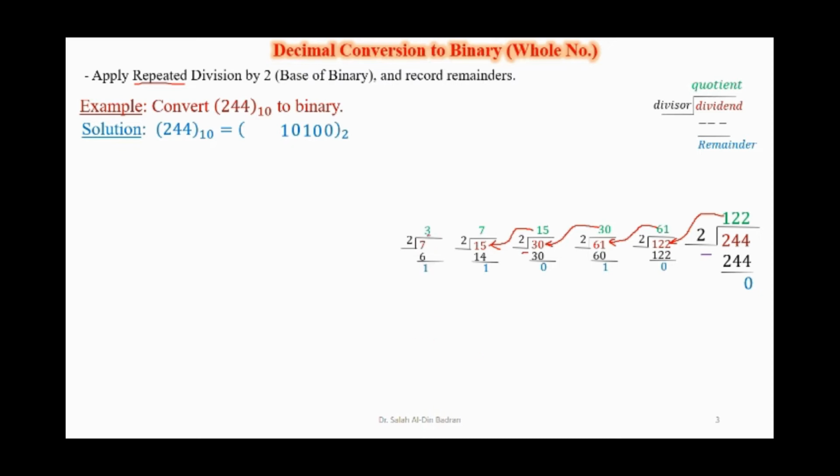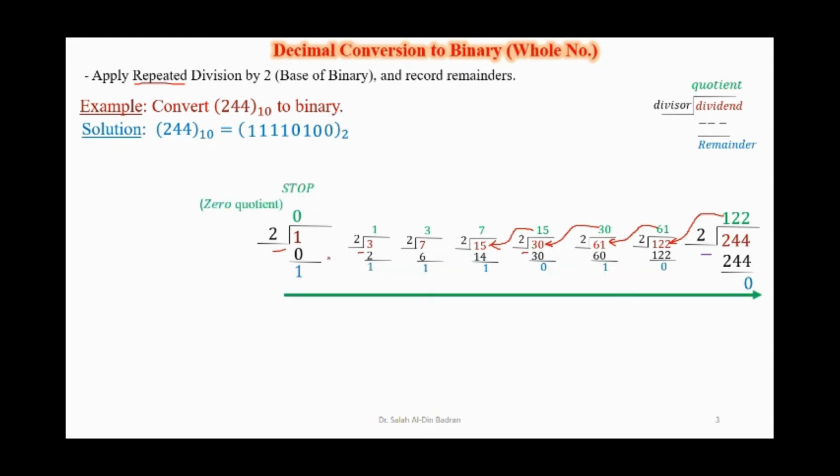7 divided by 2, the quotient is 3, multiply it by 2, so the result is 6. The remainder is 1, and add 1 to the left side. The quotient is 1, multiplied by 2, the result is 2; subtract them, the remainder is 1, add it to the left side. 1 is our new dividend, divided by 2, the result is 0, multiplied by 2, then subtract: 1 minus 0, the result is 1. Add this remainder to the result.